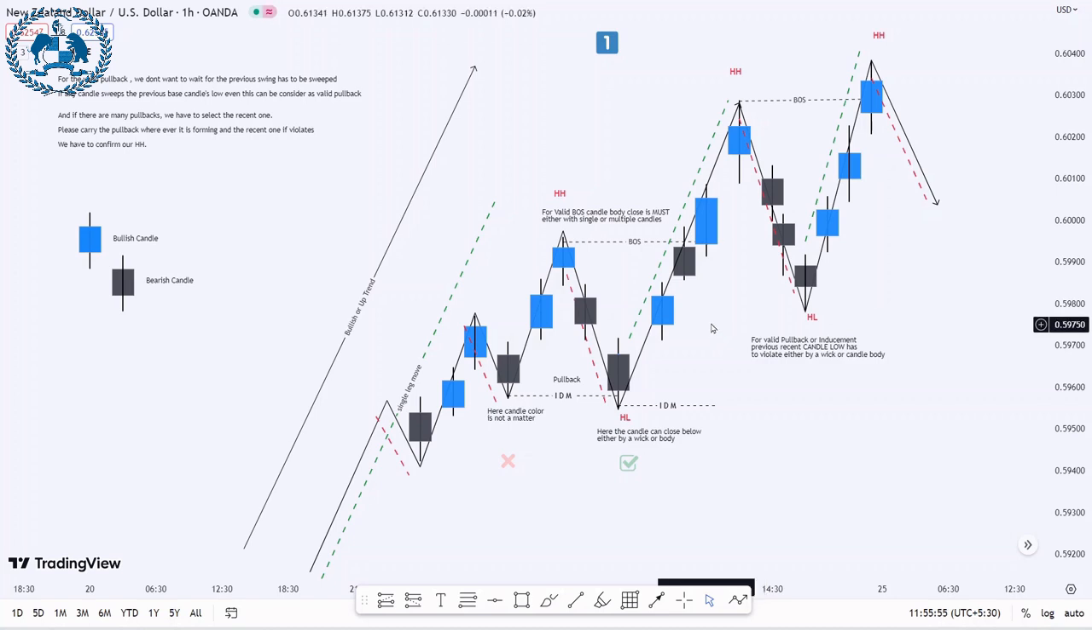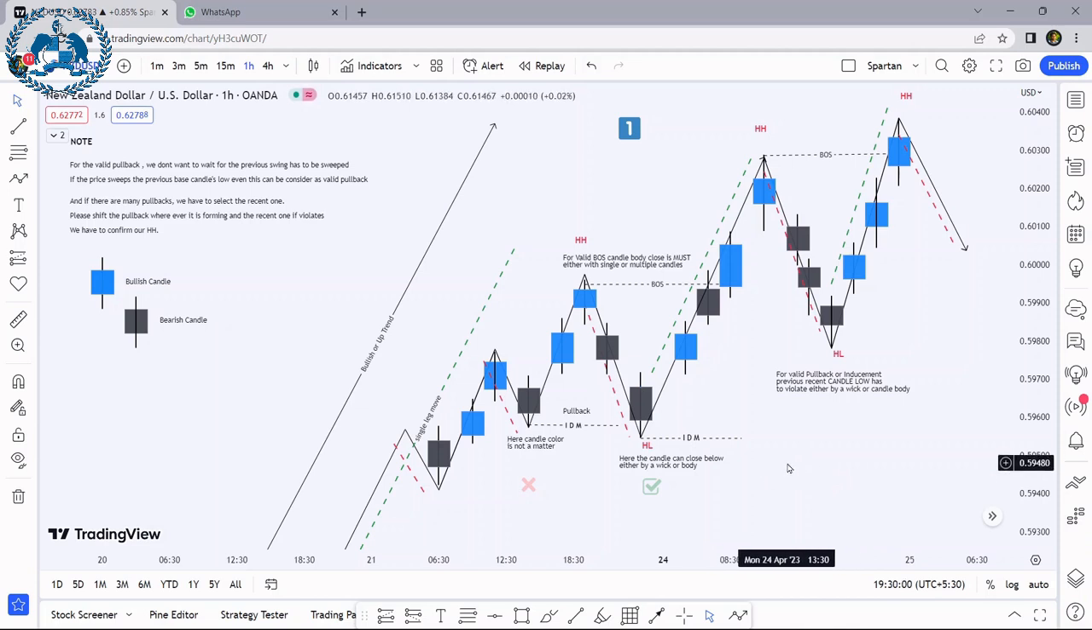So now we know how to confirm our higher high, higher low and break of structure, and which is a valid pullback. There is one small condition for shifting our inducement from one place to another. Here I have given the note that for a valid pullback, we don't want to wait for the previous swing to be swept. Here this small swing is also swept, and the base candle's low is also swept. So this is our valid pullback and we have marked it as inducement.